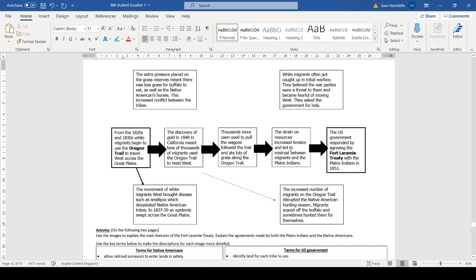Read through the other three boxes and link them to which impact do they link to? Is it pressure on grass? Is it getting caught up in tribal warfare? Is it disease? Is it disrupting hunting season?